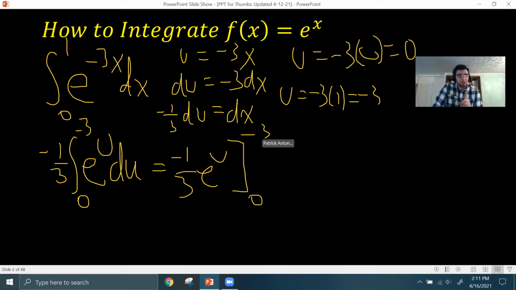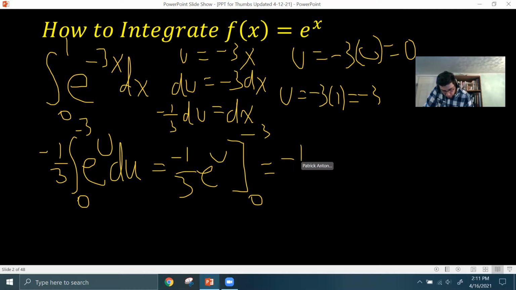Now, since I changed the limits to be in terms of u, I am not going to back substitute the -3x to get it back in terms of x. If you did that, that'd be okay. Just keep in mind that you wouldn't have to change the limits. If you antidifferentiate and get it in terms of x, then you can use the original limits in terms of x. Okay, just be consistent and don't switch in the middle of the problem.